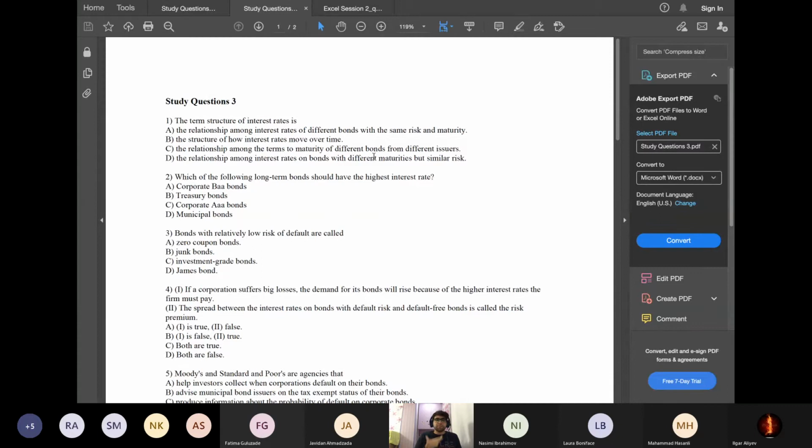Because term structure means maturity structure. And it doesn't make sense if we take the same maturity for different bonds. We are not comparing bonds, we are comparing maturities here. So A is not correct.